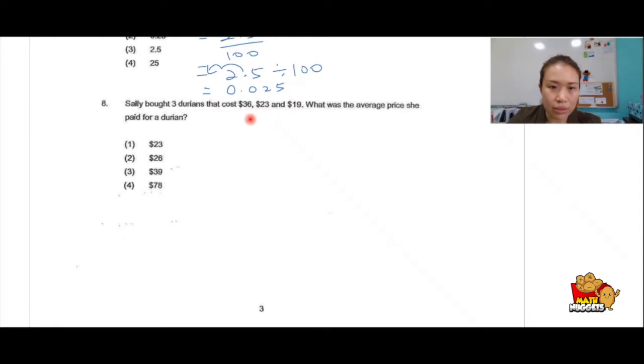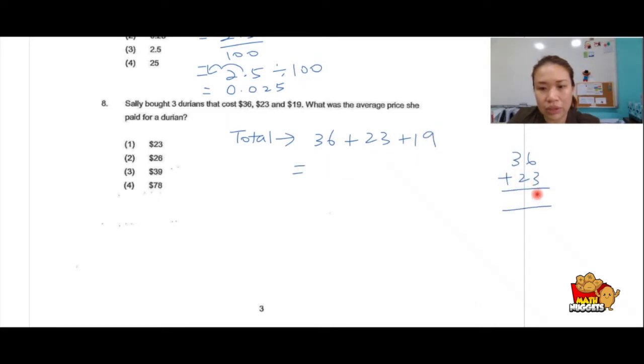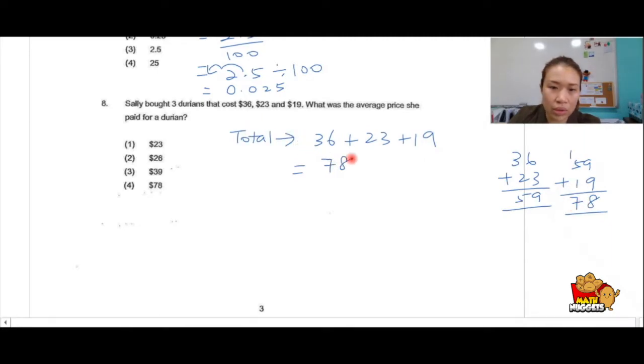Question 8. We're supposed to find the average price. In order to find the average, we first need the total. So total is 36 plus 23 plus 19. So 36 plus 23, 59. 59 plus 19, 78. So total cost is 78. In order to find the average now, there are 3 durians, so you take 78 and divide by 3.